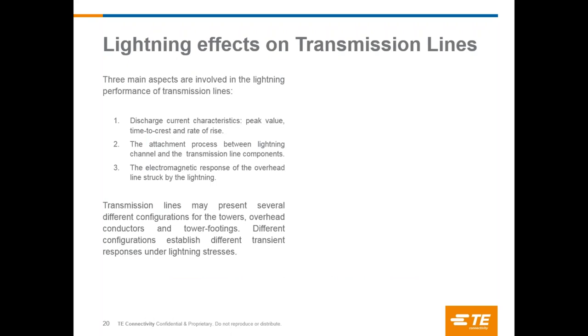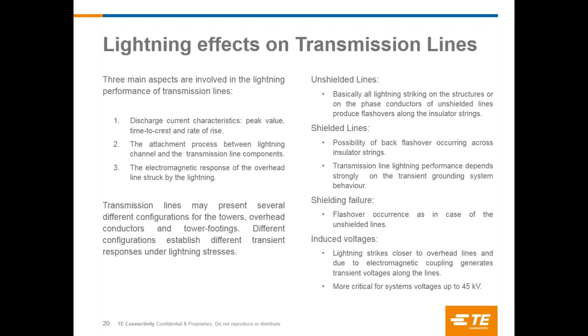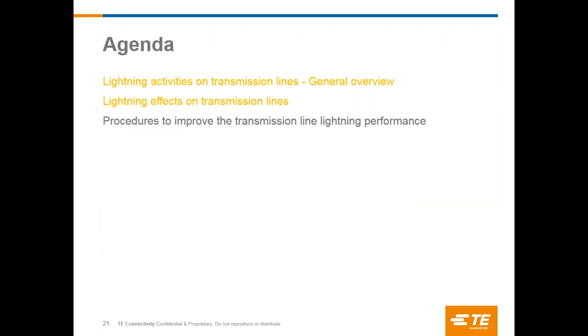Summarizing our discussions until here, when you have unshielded lines, basically all lightning strikes on unshielded lines will produce flashover along the insulator strings. For shielded lines, there is the possibility of back flashover across insulator strings, and the transmission line lightning performance, as I discussed previously, depends strongly on the transient grounding system behavior. Shielding failure occurs when lightning strikes directly on the phase conductors, with flashover occurrence as in the case of shielded lines. And finally, induced voltage occurs when lightning strikes closer to overhead lines and, due to electromagnetic coupling, generates transient voltage along the lines. As I said before, it is more critical for system voltages up to 45 kV.